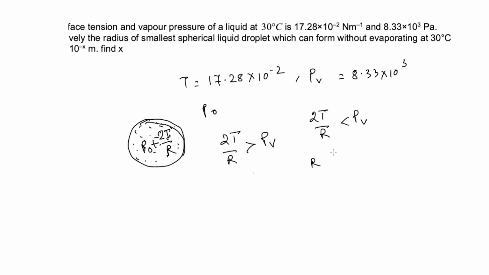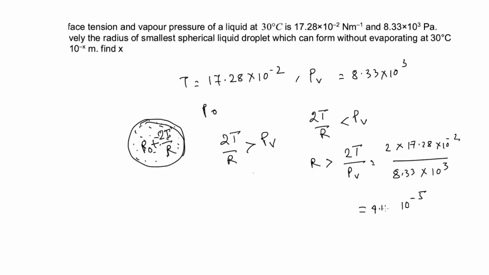So for this question, 2T by R should be less than PV. So R should be greater than 2T by PV, right? So radius of the smallest liquid droplet, so minimum radius I have to find. If you find 2T, it is 2 into 17.28 into 10 power minus 2 divided by PV 8.33 into 10 power 3. So it is very simple calculation. You will find it is in order of 10 power minus 5 something. It is given in your question 4.85. So the value of x is 5 in this question.